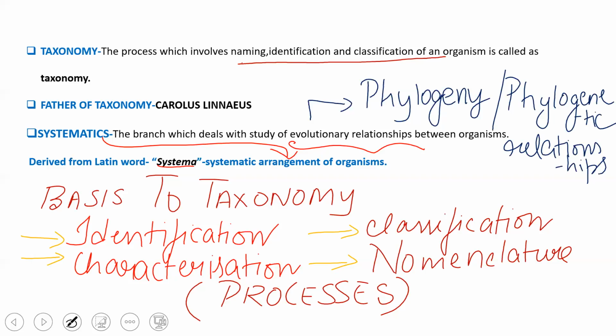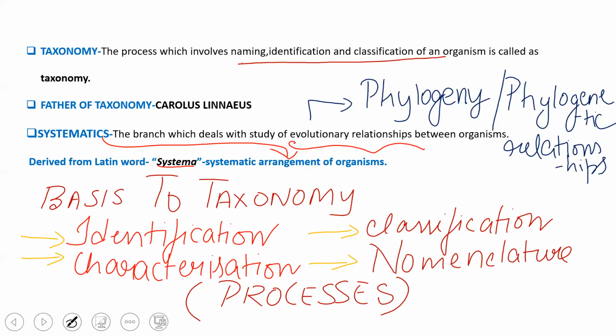Phylogenetic relationships. So this branch of science which deals with phylogenetic relationship is known as systematics, right? The word systematics is derived from the Latin word for systematic arrangement of organisms. Now, how exactly did the systematic arrangement play a major role? What was the scope of systematics?